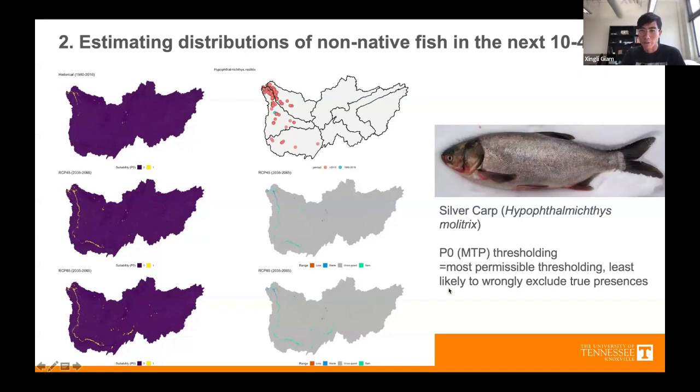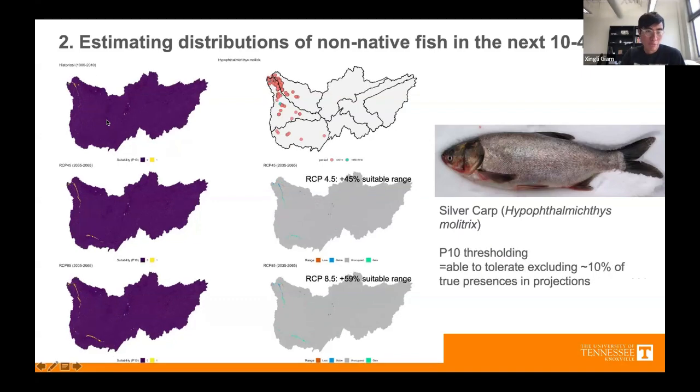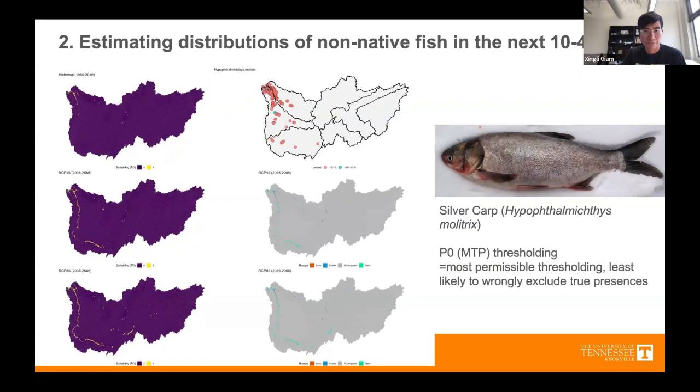All right. So for a lot of invasive species, some people suggested using P1, which is, instead of P10%, they use P1%, or some people use P0. So this is an example of a fish using both thresholds. You can see that the fish is likely to go up the main stem due to climate change.